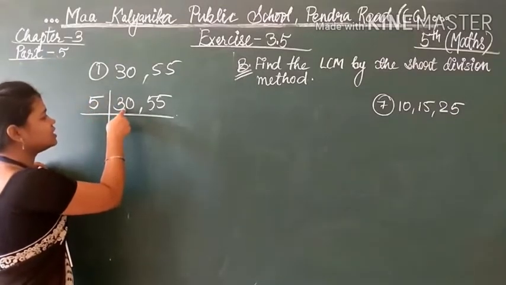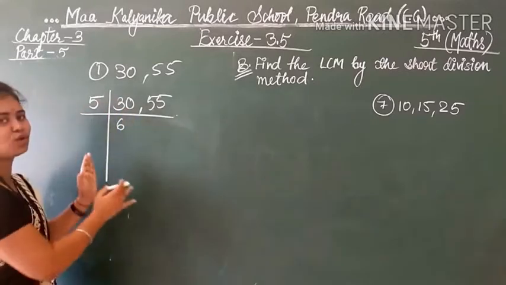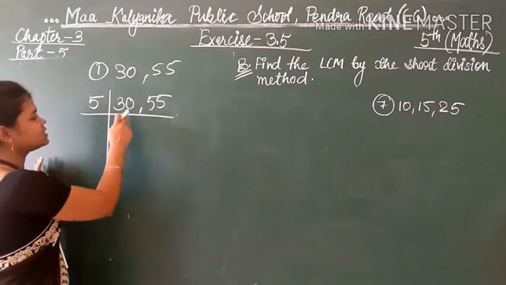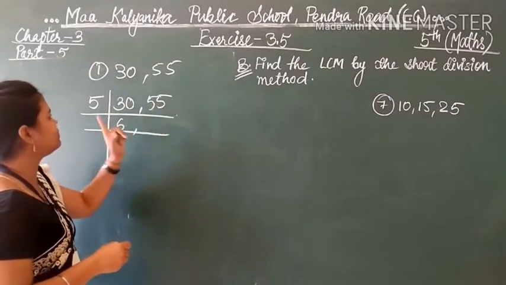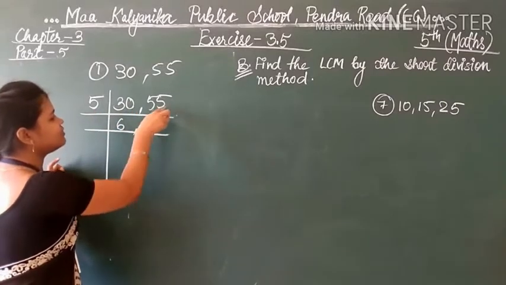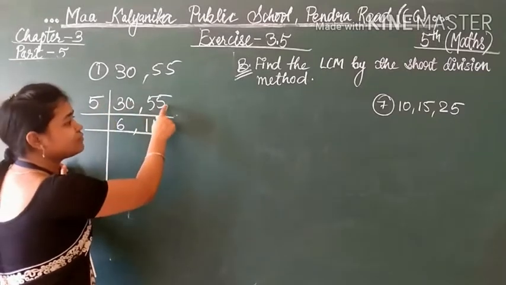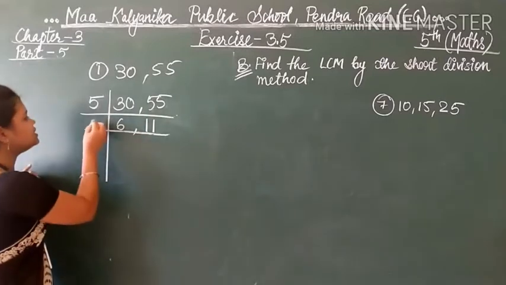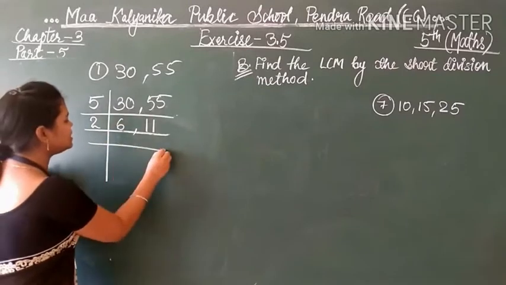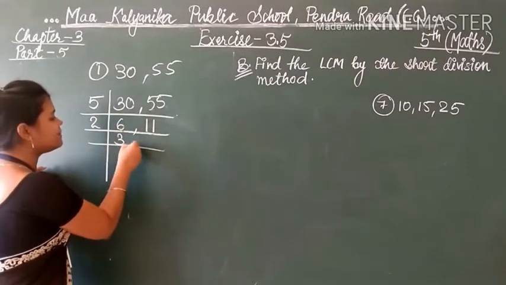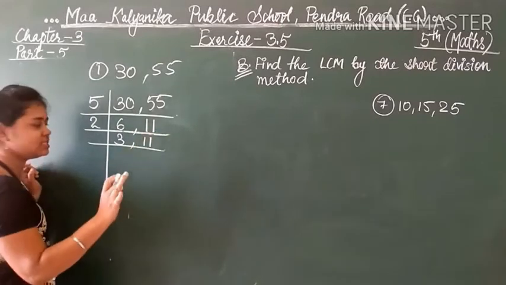5 6s are 30. We have to divide these two numbers by this. Okay, short division method. This is also a kind of division. So 5 6s are 30. Then for 55, 5 11s are 55. So see carefully. 5 6s are 30, 5 11s are 55. Is it clear to you, students? Yes. Now in the table of 2, 6 will come. Yes, 2 3s are 6. But 11 will not come in the table of 2. So simply write 11 as it is.